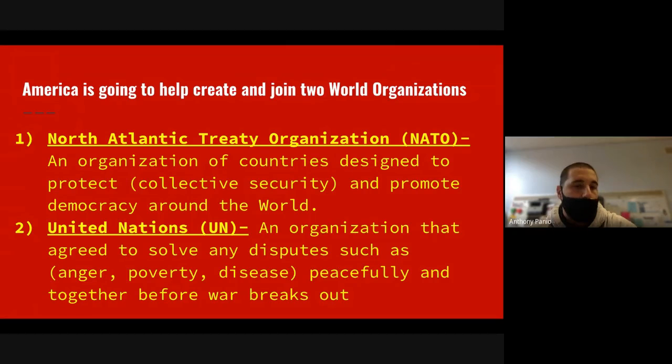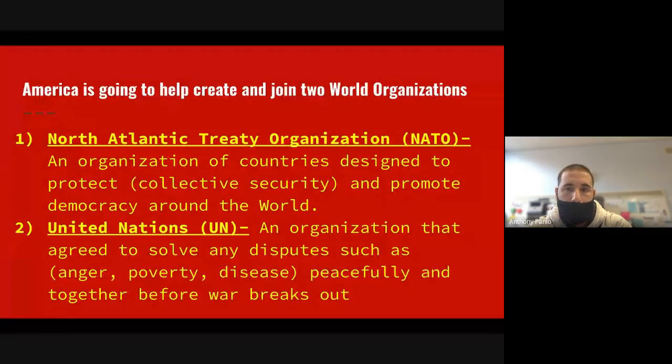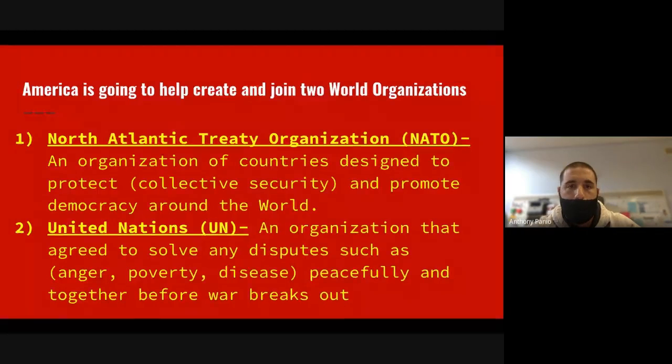All right. So if countries are angry, if countries are poor, if there's a disease, if there is someone on the brink of war, everyone's expected to meet in the United Nations and to peacefully talk things out. Now, if you've ever seen a photo of the United Nations, you could look one up now if you'd like. They're all meeting in a circular room for the most part, and they all have headphones on.